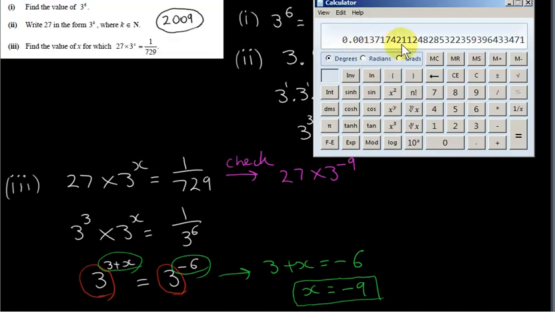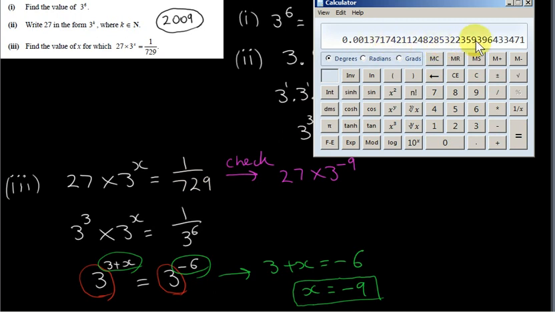So the question is, is this number here equal to 1 divided by 729? So just keep this in mind. 0.00137 is this number to 5 decimal places. If we take 1 and divide by 729, we do indeed get the same number.